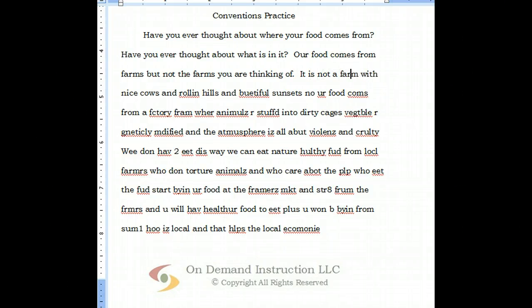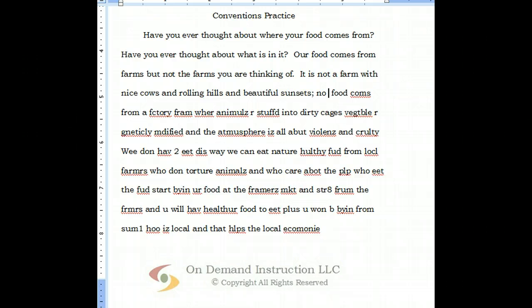Let's correct the spelling. With nice cows and not rolling hills, but rolling hills and beautiful. Let's spell beautiful correctly. Beautiful sunsets. All right, now we're going to combine two sentences. We're going to do that with a semicolon, which is one of our punctuation marks that we can use to combine two completely separate sentences here.